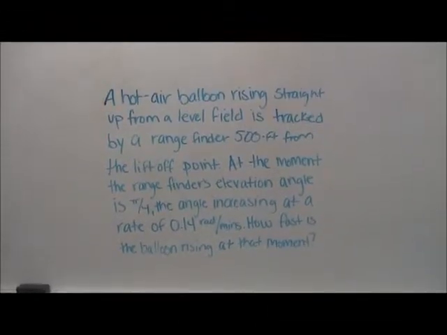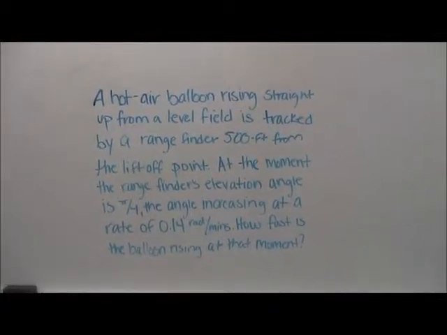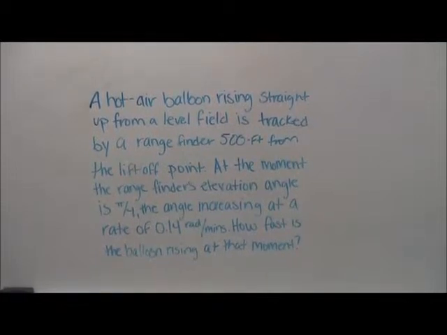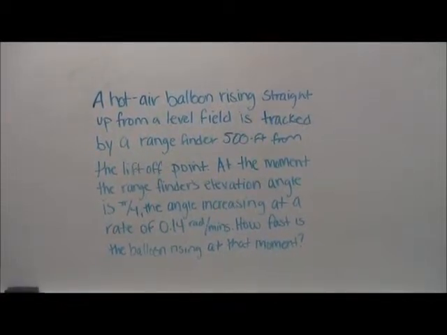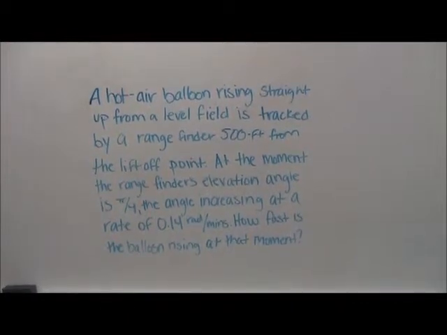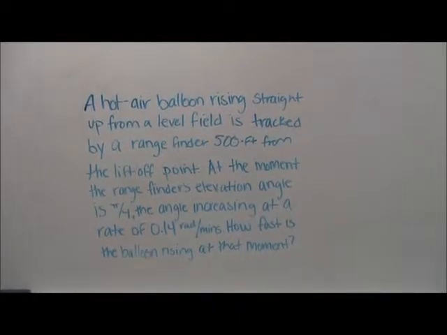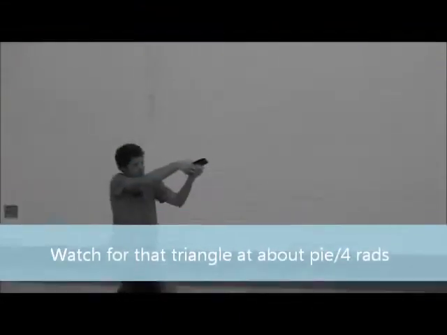And here's our second example. A hot air balloon rising straight up from a level field is tracked by a rangefinder 500 feet from the liftoff point. At the moment, the rangefinder's elevation angle is pi/4, and the angle is increasing at a rate of 0.14 radians per minute. How fast is the balloon rising at that moment?